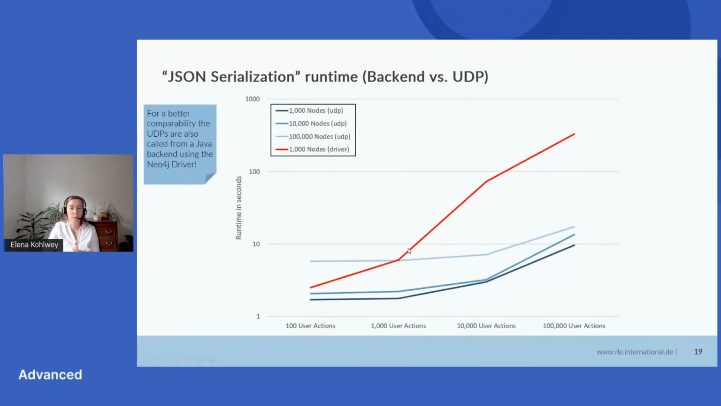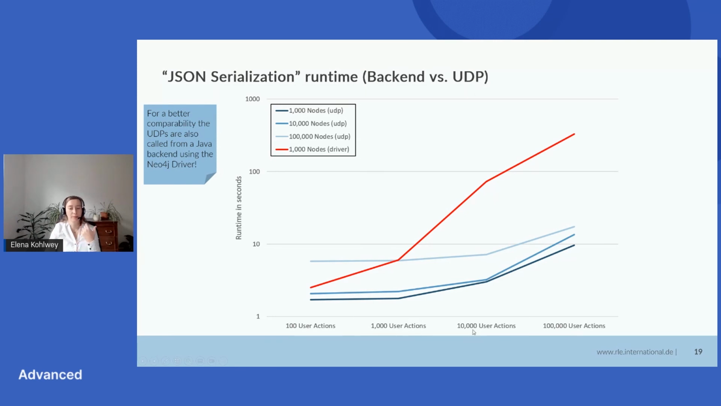And I want to show you how quick that is. This is a very short comparison. We have here the number of user actions. This is just something I tried out. And I have different lines here. I have tried out with 1,000 nodes, 10,000 nodes, and 100,000 nodes being in the Neo4j database. So the activity nodes in this case.